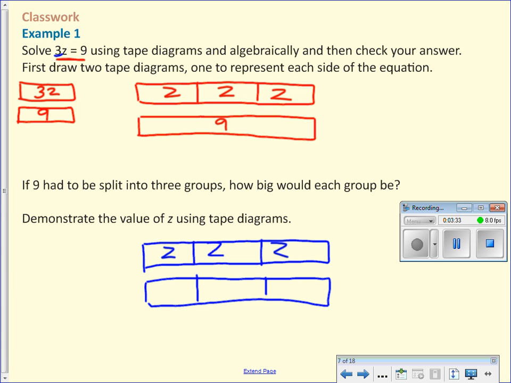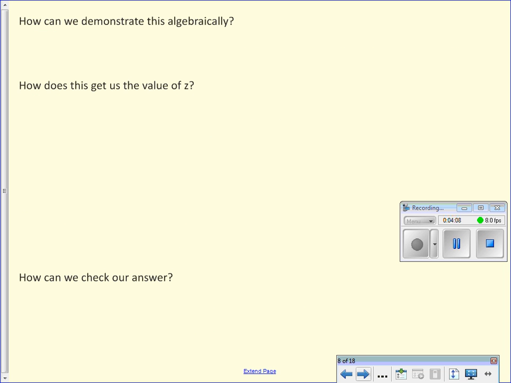So what is my 9 divided into 3 equal groups? 3. So what does 1z equal? 3. So that's how you draw a tape diagram to represent the division, to solve it algebraically. So now let's solve this algebraically. You all told me that we took this 9 and we divided it into 3 equal groups. That's exactly what we're doing algebraically.